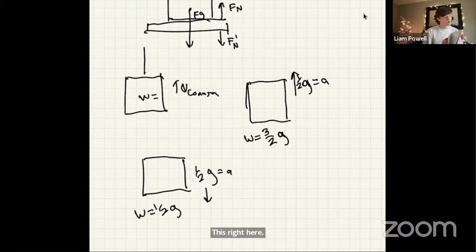Okay. Newton's laws of motion. Newton's first law is the law of inertia.